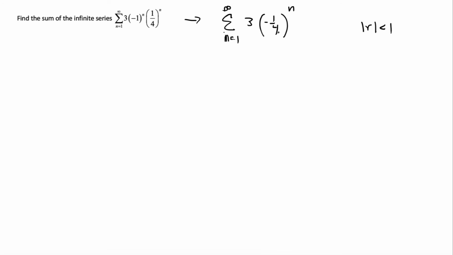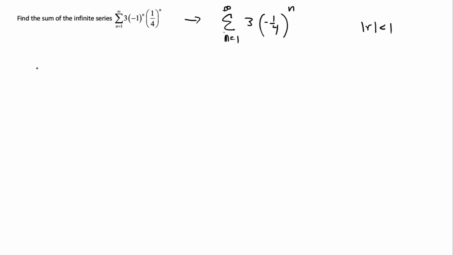So what does that mean? It means that the terms in this series are actually getting smaller and smaller. The role of this 3 is just to determine what the first term is. This number could be anything, but in this case, it's 3. So this will help us find what the first term is.